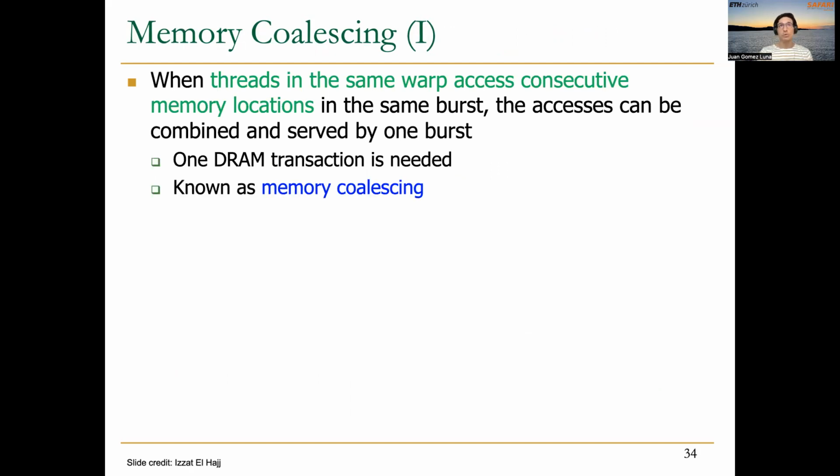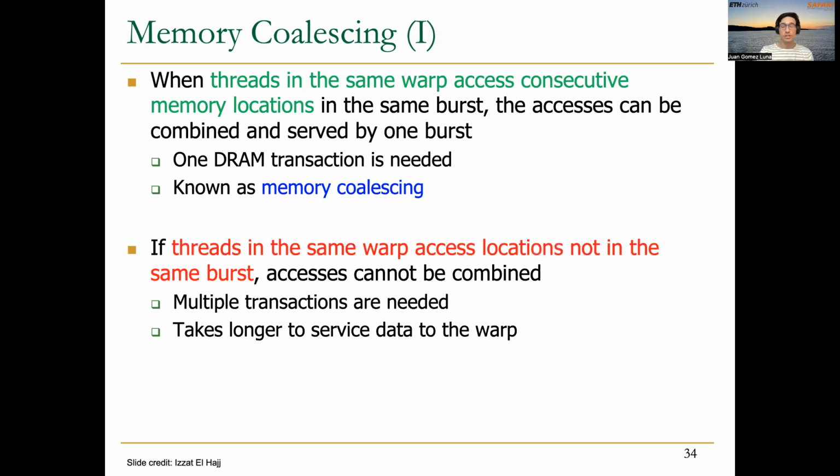And if that happens, we can talk about memory coalescing, and our overall bandwidth will be maximized. However, if threads in the same warp, remember that threads execute in lockstep, so they go to memory all together, access locations that are not in the same burst, we will end up needing more than one memory transaction for each of them.